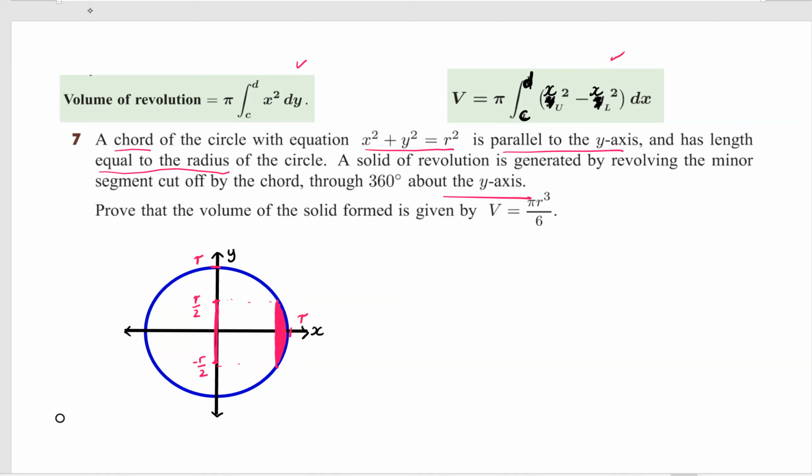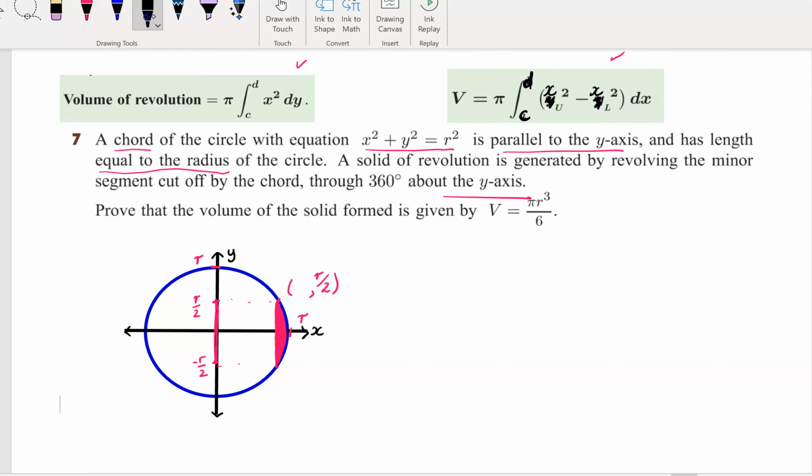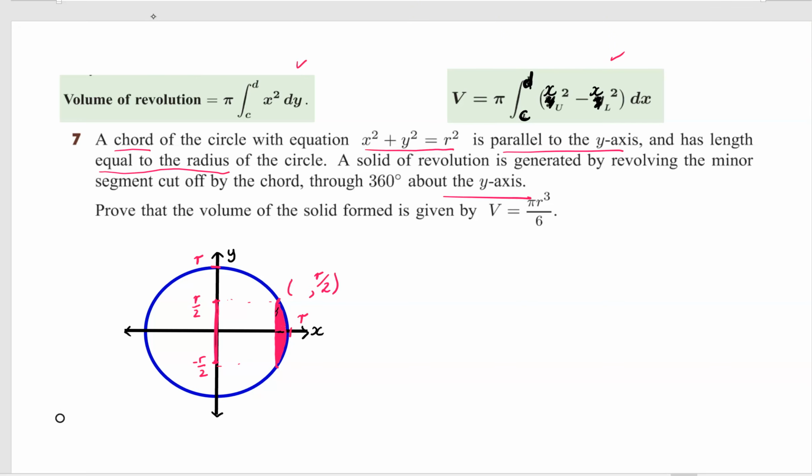I was too lazy to write it myself. This point we know is, well, we don't know what the x value is, but we do know the y value is r on 2. This is symmetrical, so my game plan is that we're going to work out just this bit here, that area there that we're going to rotate, and we'll just double it, and that should give us the volume of the whole shape.